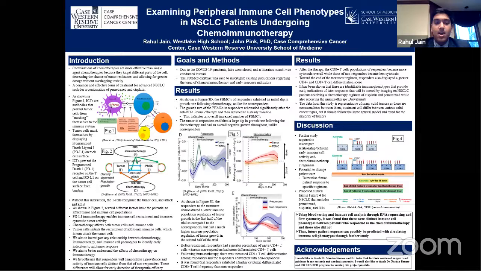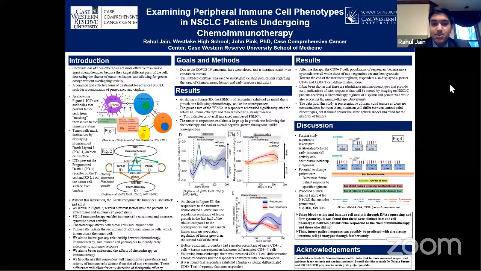A literature search was performed to investigate current research on the topic. The trial done by Griffiths et al. yielded the following results for non-small cell lung cancer patients. In figure 3D, you can see that there is an overall increased number of PBMCs following chemoimmunotherapy in responders, unlike the non-responders. As shown in figure 3E, the responders to the treatment demonstrated a much higher immune population regulation of tumor growth toward the second half of the trial as compared to the non-responders.